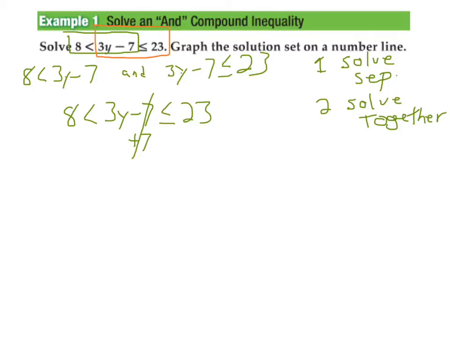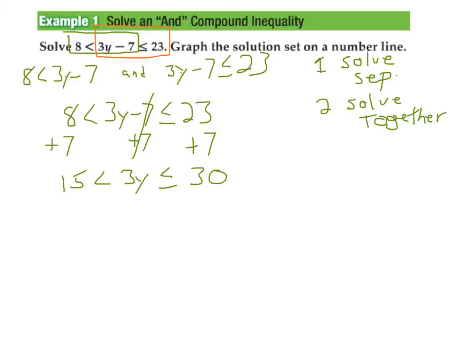Negative 7 plus 7 is 0. But I also need to add 7 over here, and I need to add 7 over here. Okay, so I'm doing it to both equations, on both sides of both equations. So 8 plus 7 is 15. So 15 is less than. Negative 7 plus 7 became 0. So 3y is left by itself, is less than or equal to 23 plus 7 is 30. So you can see that I've simplified the middle, and I've had to change both the left side and the right side of this compound inequality.